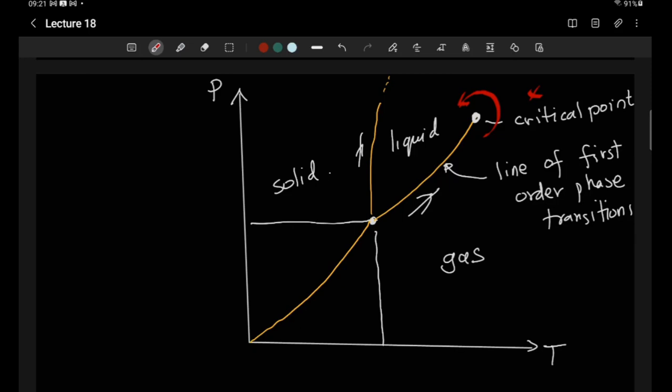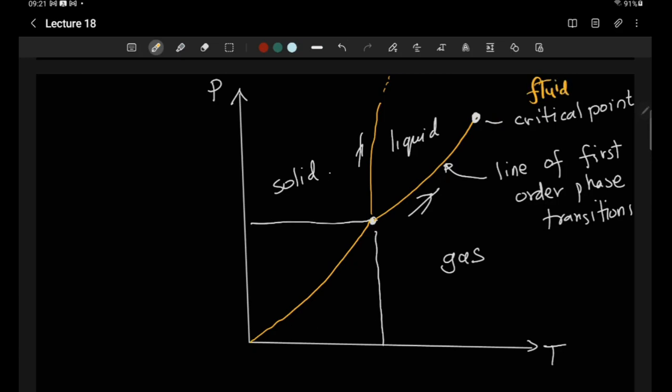But you have to do some special tuning. You have to vary P and T in some particular way to make it work. So out here we'll just call it fluid.